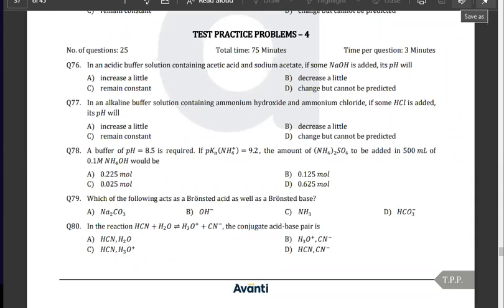Guys, please ask, right? We don't have all day, right? 76 to 80, no doubts. We don't have a solution for this. If you don't ask, then it is gone, okay?